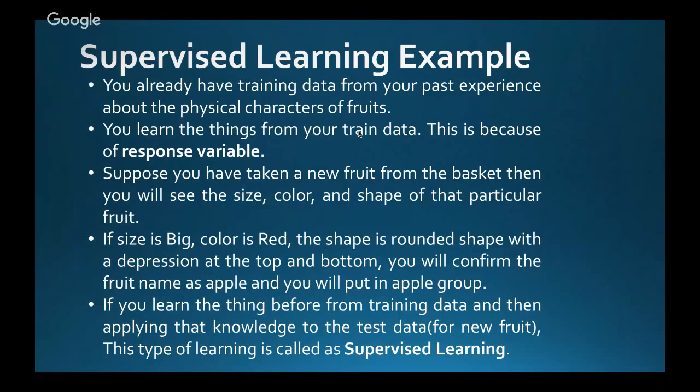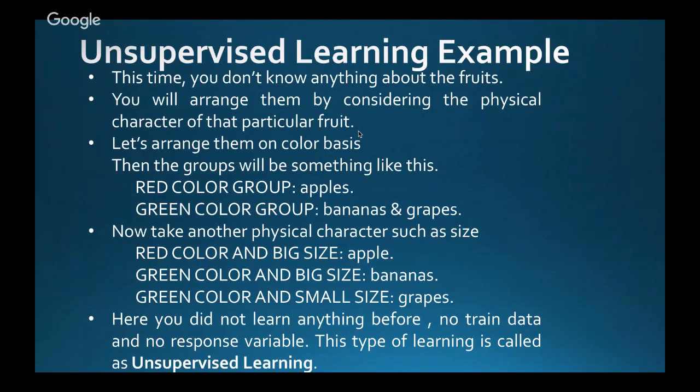So in this way, we can segregate apples, grapes, and bananas using supervised learning if we have previous data, training data, with us. Now, if we have to do the same segregation using unsupervised learning, how are we going to do that? So this time we don't know anything. You don't know anything about the fruits. We don't have any data regarding fruits. How will you arrange them?